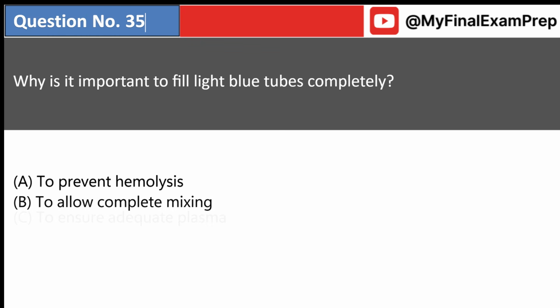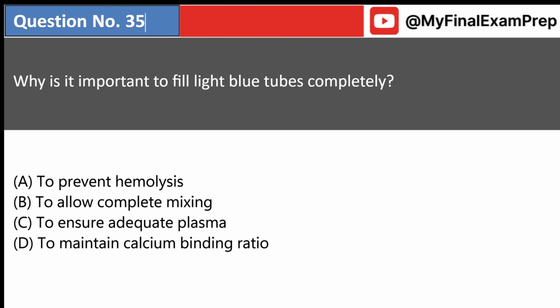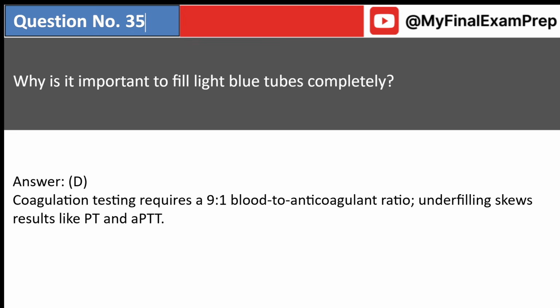Why is it important to fill light blue tubes completely? A. To prevent hemolysis. B. To allow complete mixing. C. To ensure adequate plasma. D. To maintain calcium binding ratio. Answer D. Coagulation testing requires a 9:1 blood-to-anticoagulant ratio. Underfilling skews results like PT and APTT.